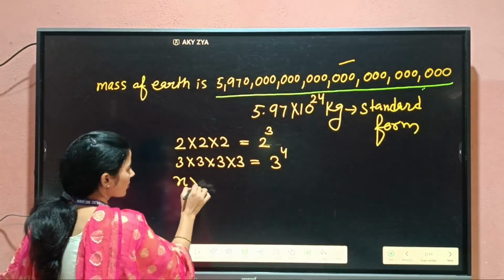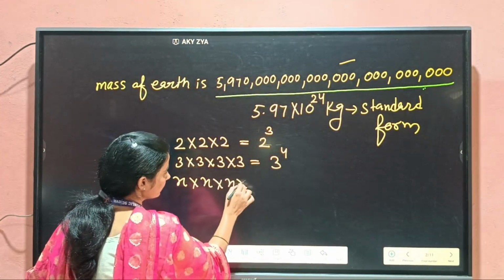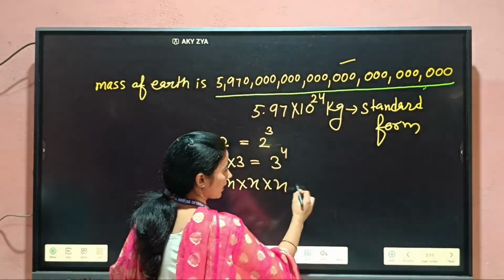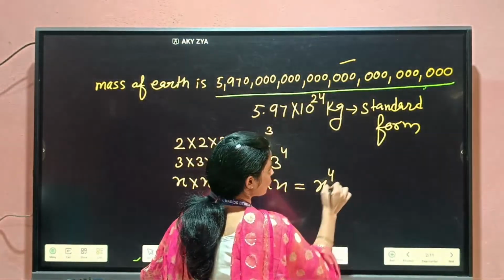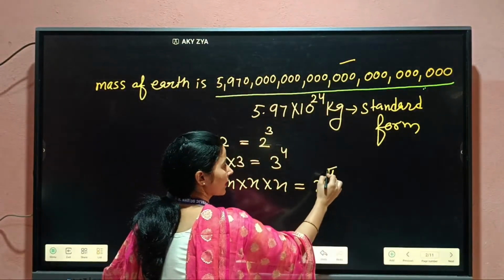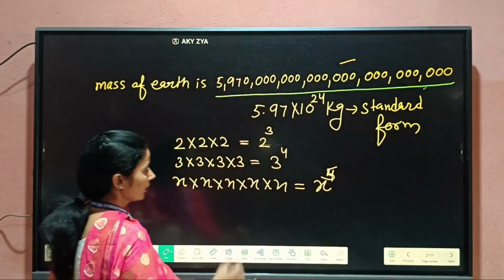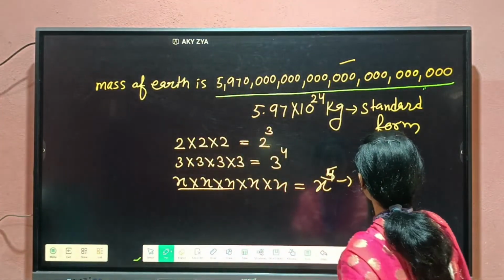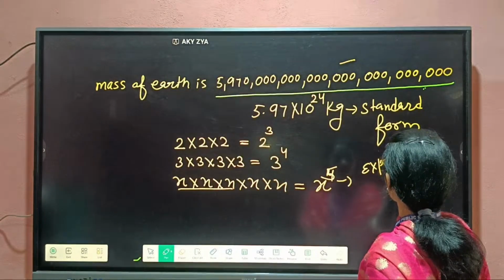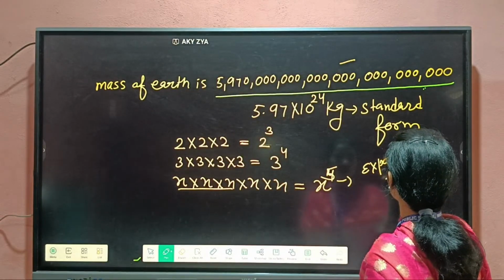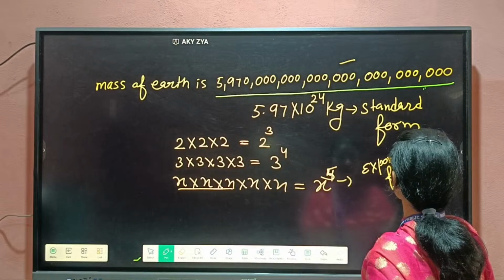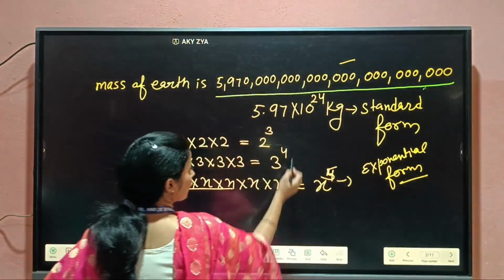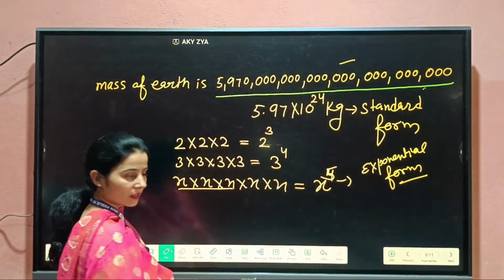If x is multiplied 5 times, then this can be written in exponential form as x raised to power 5. This is usual form and this is its exponential form. And if exponential form is given to us, then we can write it in usual form.